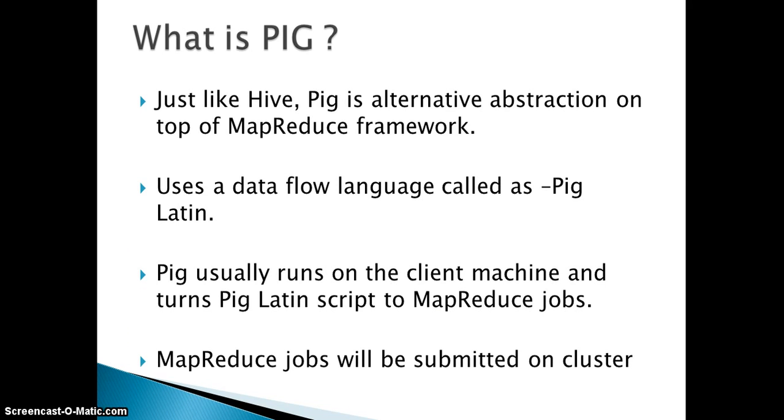Firstly, like Hive, Pig is another ecosystem component of Hadoop which uses MapReduce in the background. Pig has a group of transformations which can be written in a language called Pig Latin. It's a data flow language basically. When I say data flow language, there will be connection of one variable with another variable. Of course, we are going to see in detail later how a data flow language proceeds with respect to Pig. And Pig usually runs on a client machine and turns a Pig Latin script into MapReduce jobs.